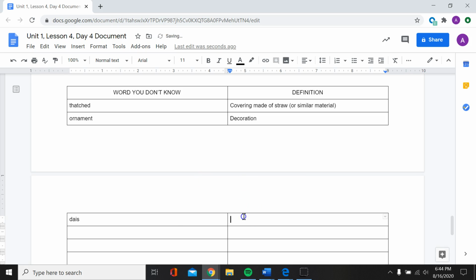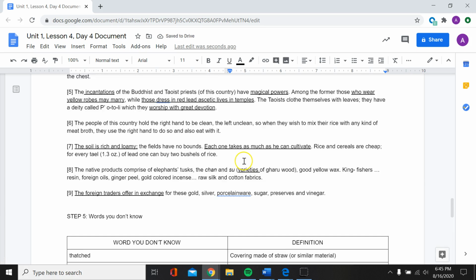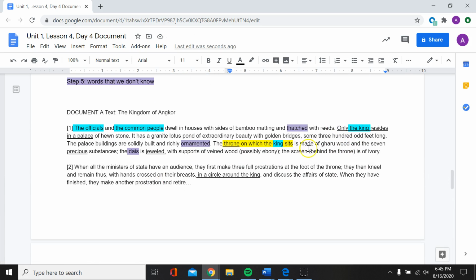So I highlighted dais, and when I looked up dais, because yes, I had to look it up, it means that it is a platform that a throne goes on, but not a big platform. So I'm going to say slightly raised platform for a throne. And does that match up right here? Let's see. The slightly raised platform for a throne is jeweled. So instead of dais, if I put my definition in and it still works, I know that I'm working with the correct definition here. So that is how you mark the text for paragraph 1.